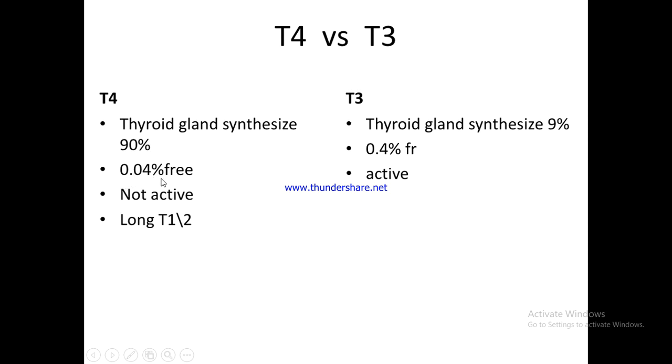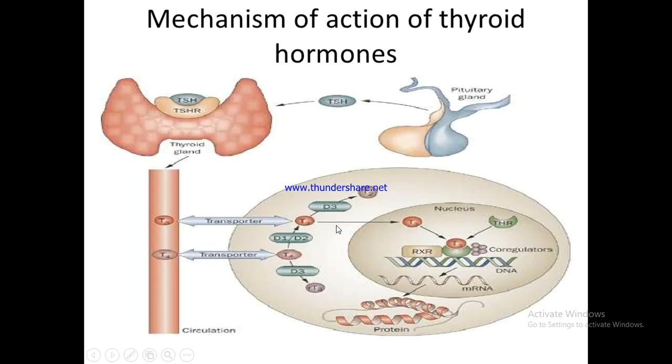T4 is 0.04% free and T3 is only 0.4% in free form, and the rest of these are attached to the thyroid binding globulins. T4 is almost not active. A very little portion of this is active, but the most active part of thyroid hormone is T3. So T4 has to be converted to T3 by deiodinase enzyme in the peripheral tissues. T4 has a longer half-life. It is a bigger molecule. T3 is a smaller molecule and has shorter half-life, so it is the more active form.